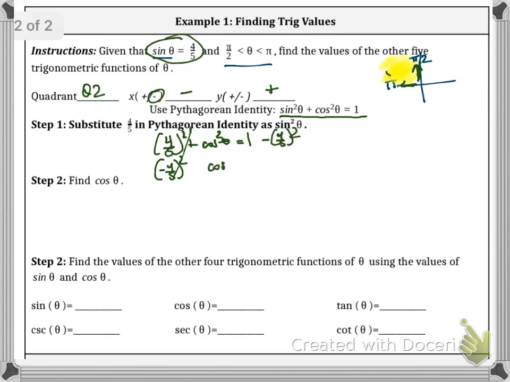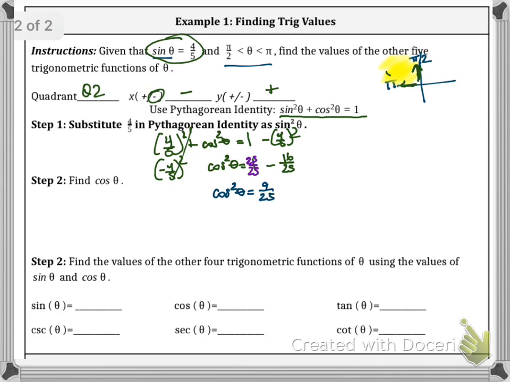So we get cosine squared of theta equals 1 minus 4 squared, which is 16, over 5 squared, 25. Now, in order to subtract, we have to get a common denominator. So this one I'm going to make 25 over 25. So now we have cosine squared of theta equals 25 minus 16, which is 9, over 25.